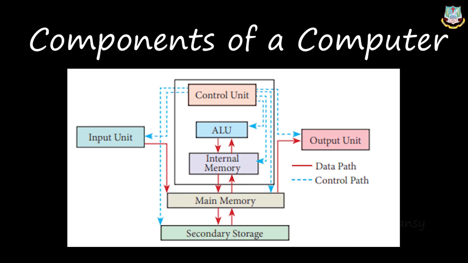So in the processing unit we'll have the control unit, ALU (arithmetic and logic unit), and internal memory, main memory, and secondary memory. In components of a computer you can separate this into three parts: input unit, output unit, and in between we'll have the processing unit. First is the control unit and ALU, and then the memory unit, which is internal memory, main memory, and secondary memory.